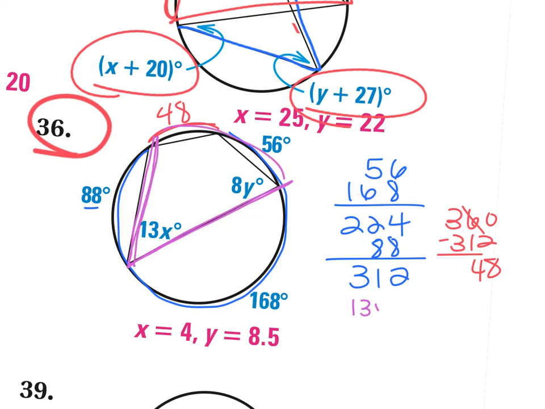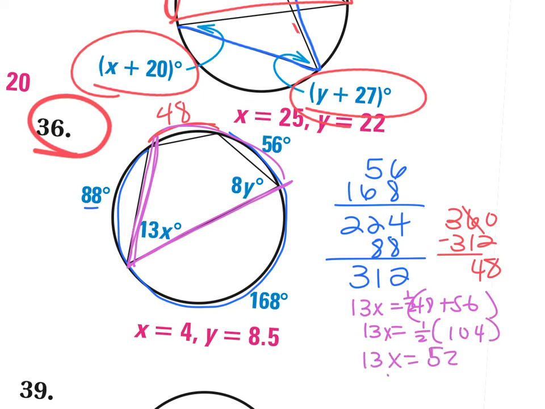So 13x would intercept 48 plus 56. Oh, sorry, and this would be 1/2 of it. So 13x would be 1/2 of 104, which is 52. And x would be 4.